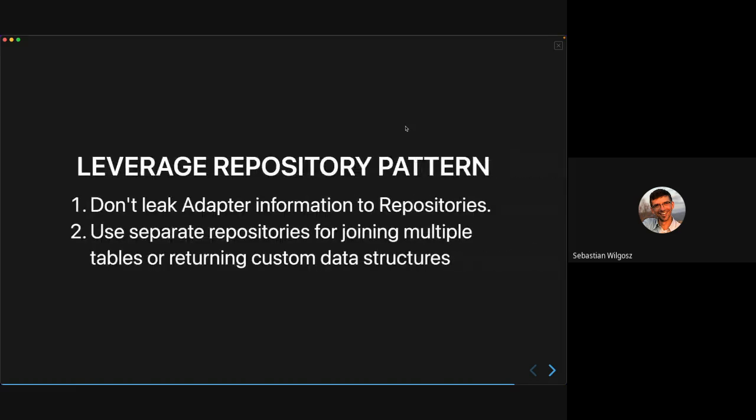So the next thing is to leverage the repository pattern in ROM more. There is a saying to not leak adapter information into repositories: relations are adapter specific and repositories should not be. And we sometimes don't remember about it, and we leak some adapter information into repositories, which actually made it a little bit harder to work with repository updates during this change.